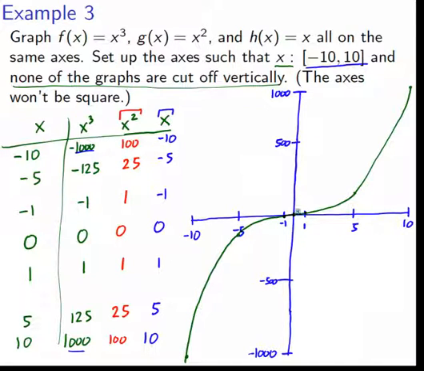What about x squared? x squared, we get 1 and 1, same location. 5, and it's at a 25, a meager, tiny jump above. And then at 10, it's at 100, so it's a little bit below the height of x cubed at 5. Same on the reverse side.